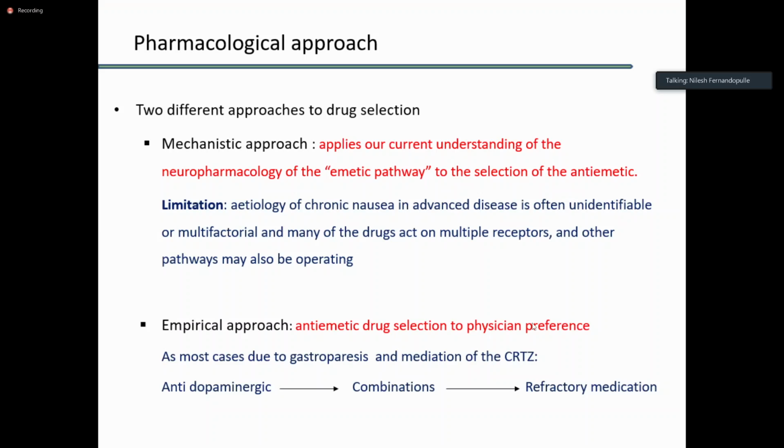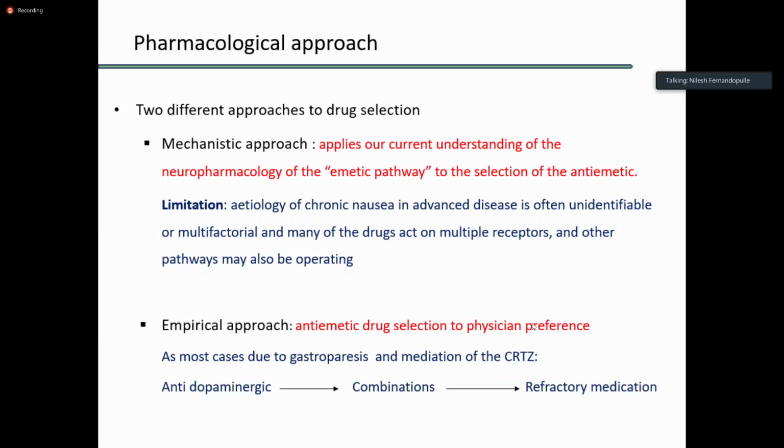The other thing is the empirical approach, where any patient who comes with vomiting, we give domperidone, we give metoclopramide. So we always try anti-dopaminergic drugs first. If the patient comes to our GP practice vomiting, the first thing we do is give an antiemetic. Commonly we give domperidone, or some people give ondansetron. So it's a general approach.